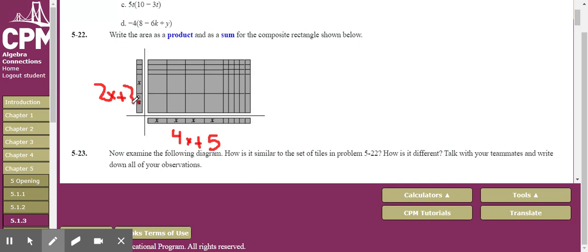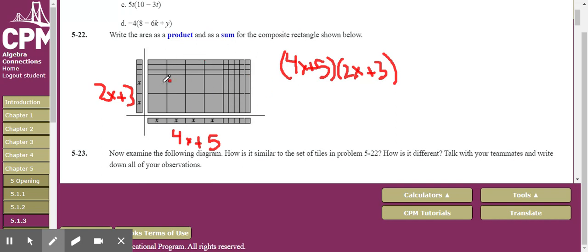So if I want to write this as a product, for example, length times width, I would write 4x plus 5 times 2x plus 3. And that is a product. To write it as a sum, I would look at each individual tile and add them all up together.